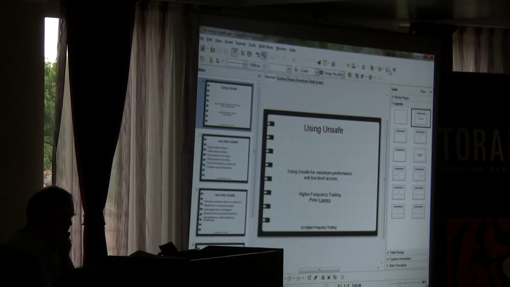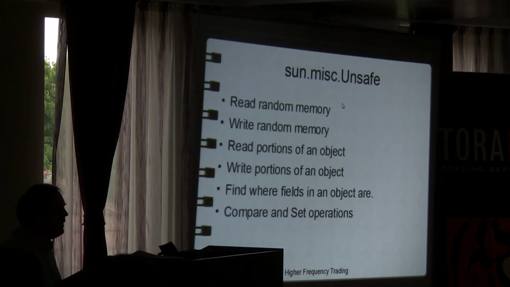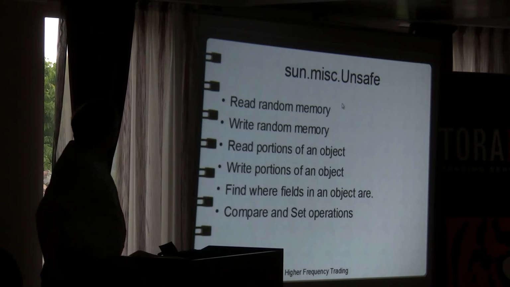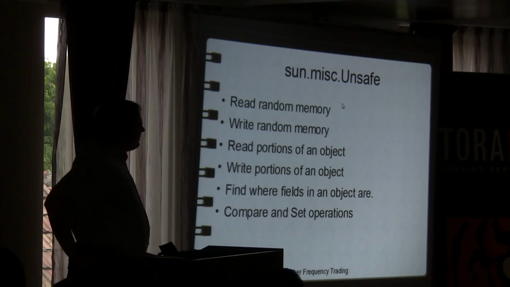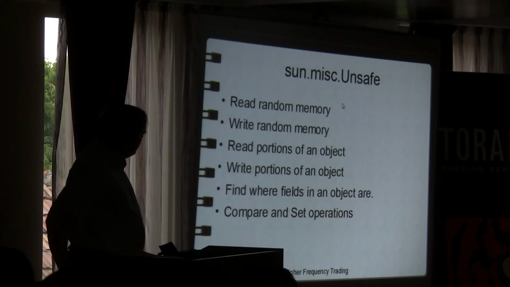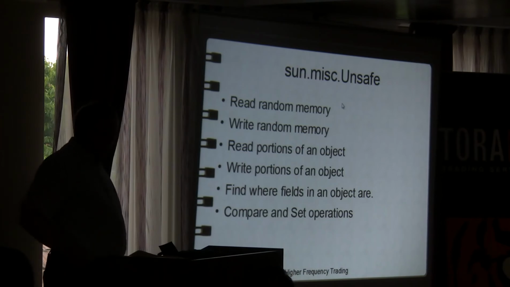What can you do with Unsafe? sun.misc.Unsafe. What can you do with it? Well, you can read random memory by address. You can write random memory, you can read portions of objects at any type you want, write portions of objects. You can find where fields are in an object. It also has all the compare and set operations that are used in the atomics, which you can access directly.